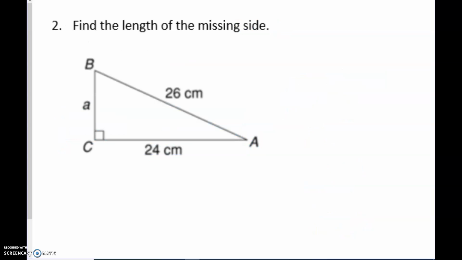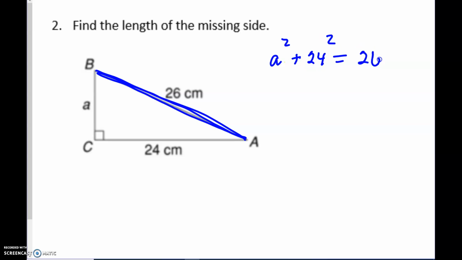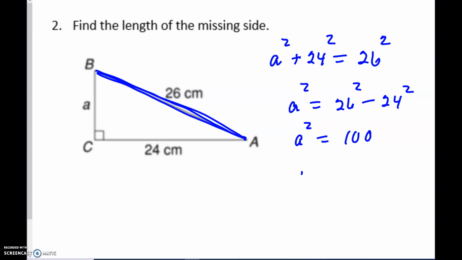Number 2, find the length of the missing side. I want to make sure that the hypotenuse is the one that stands alone. So I'm going to set up a squared plus 24 squared equals 26 squared. Some of you might just say a squared equals 26 squared minus 24 squared, and that is totally fine. So 26 squared minus 24 squared, a squared is equal to 100, so a is 10. The length of this missing side BC is 10.